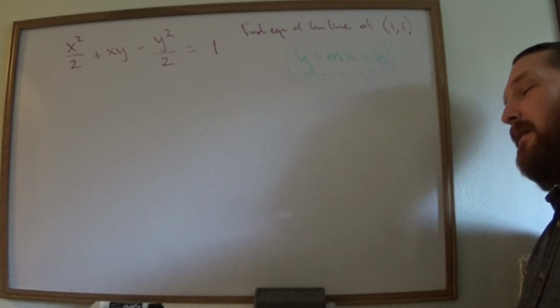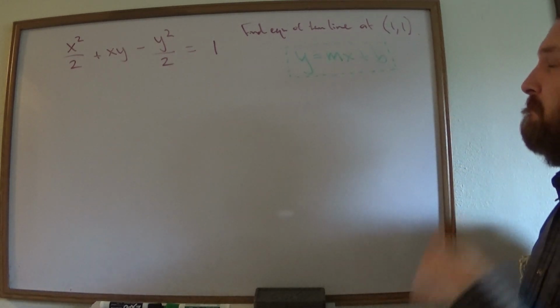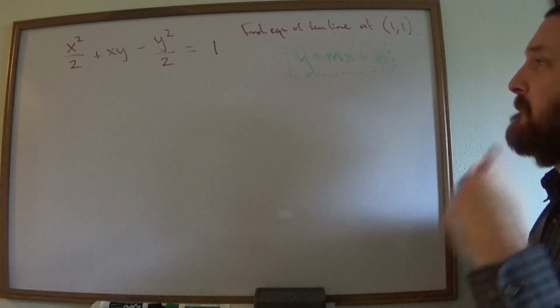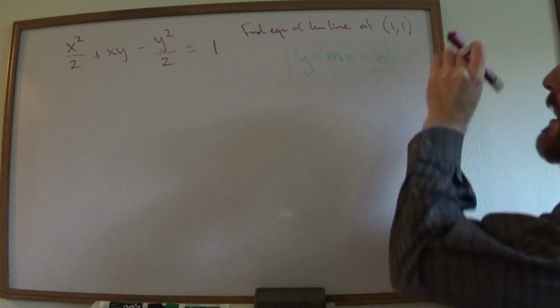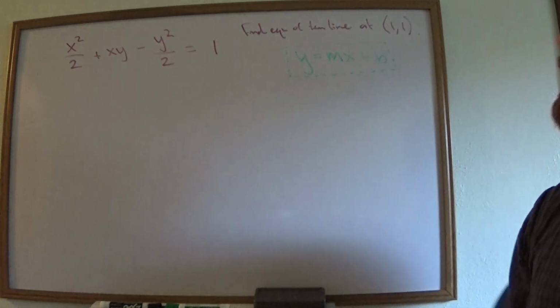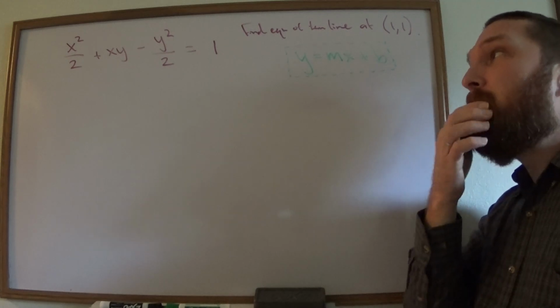In order to get that, what two bits of information do I need? The intercept and the slope. How do we find the slope? y prime. We need y prime at this point. How do I find y prime? Derivative of both sides.